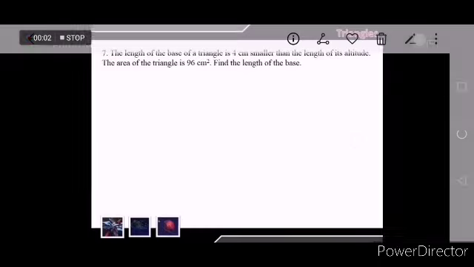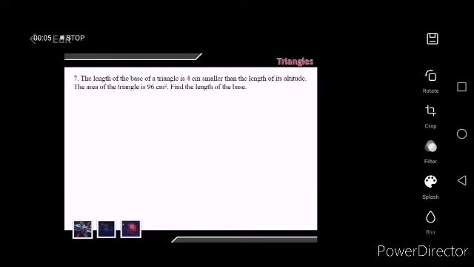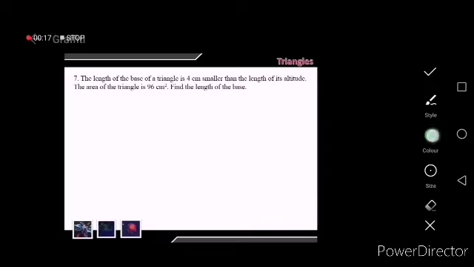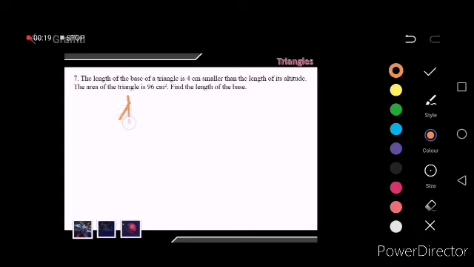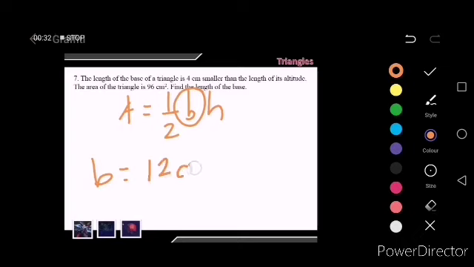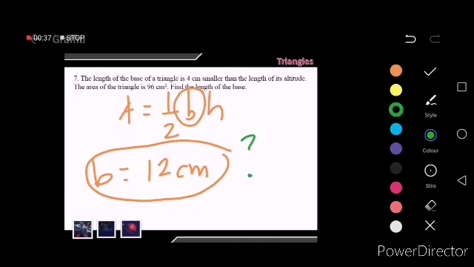Okay, here in number 7, you need to find the length of the base if the base is 4 centimeters smaller than the length of its altitude. So, I'll leave this problem as an exercise at home. But don't worry, I'll give you some hint. Here, in this problem, all you need to do is to use the formula A equals 1/2 base times height. And the measure of B is missing. Huwag na kayong mag-alala. Sabihin ko na yung sagot. So, B is just equal to 12 centimeters. Tanong, paano nakuha yan? Good luck!